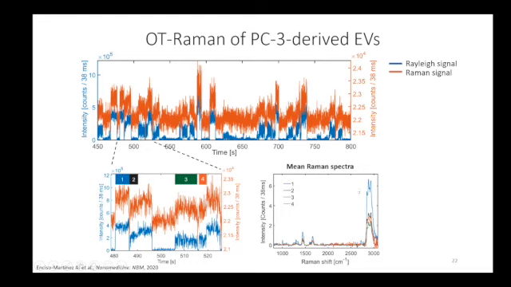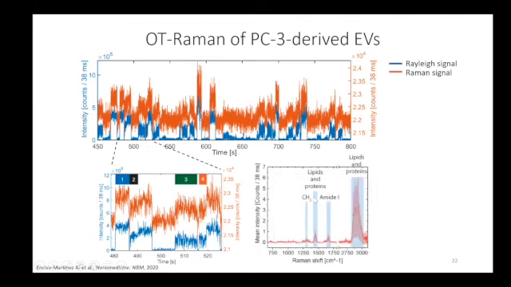And then you can already start seeing protein contributions, lipid contributions, some specific amino acids. So you can test the heterogeneity of your particles. And if we just average all the particles that we trap, we can have a fingerprint for that specific population, and start looking at lipid to protein ratios, for instance.